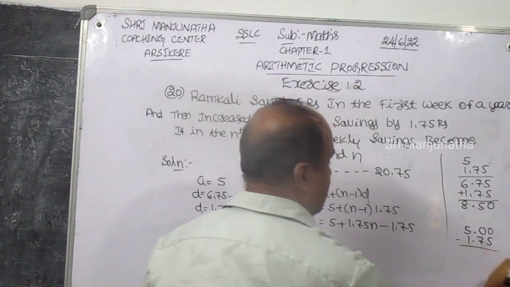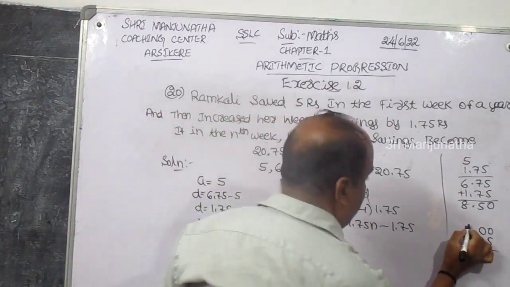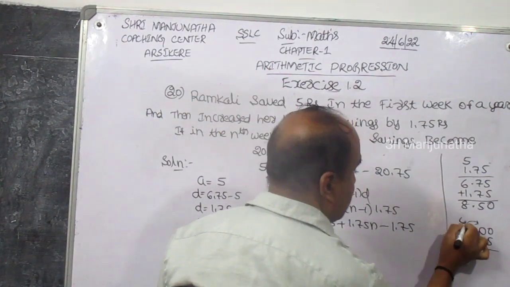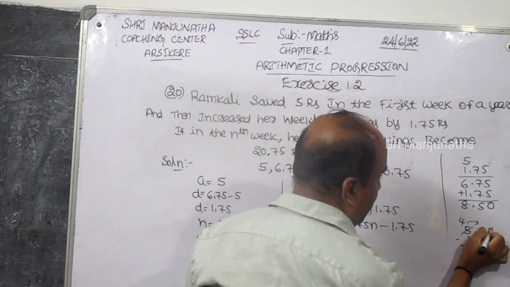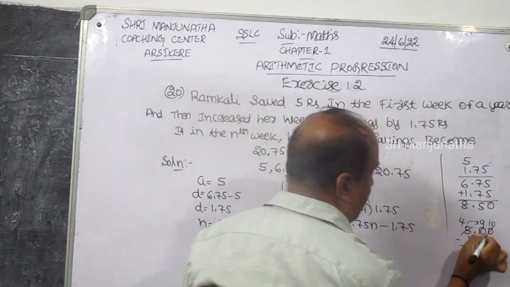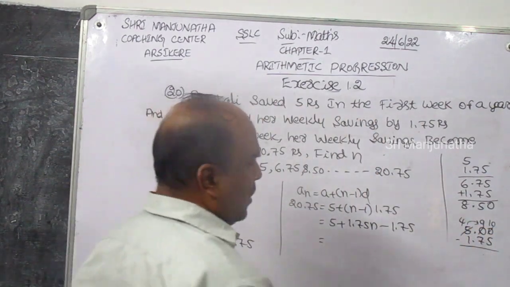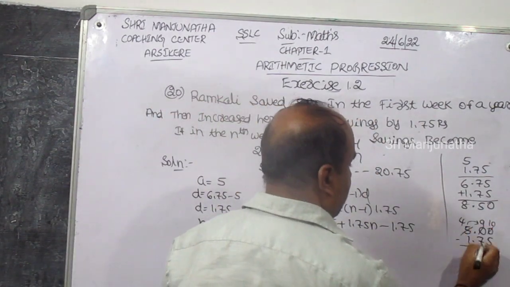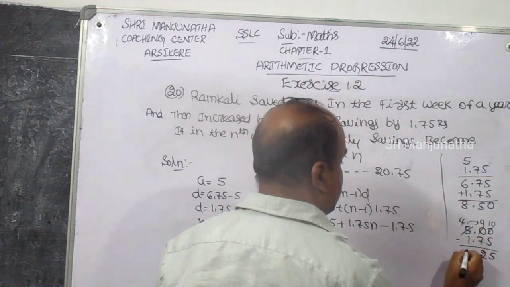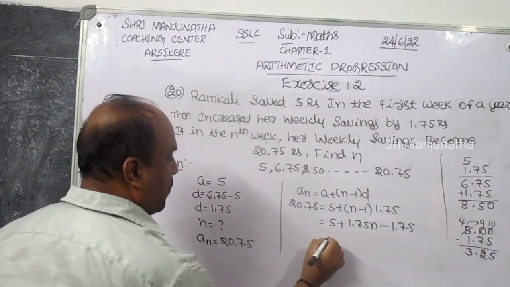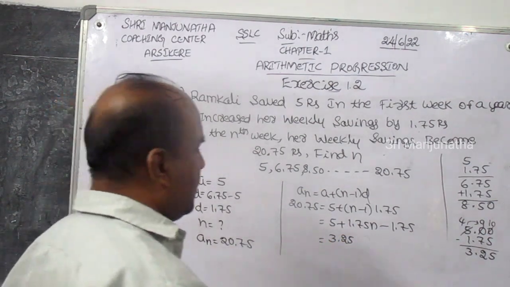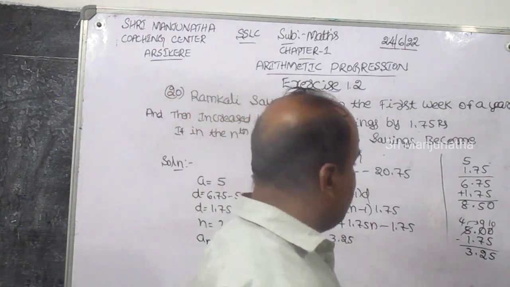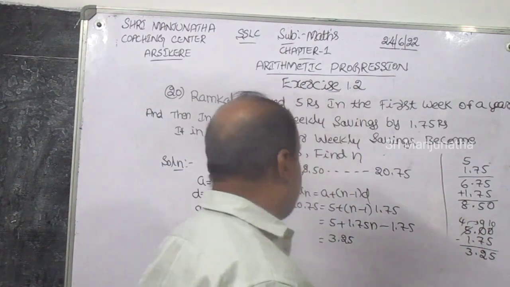Subtract 1.75 from this. It is not possible. Borrow 1 from here, it will change to 4. Here it becomes 10, which will move forward. It will take 10 and be converted into 9. 10 minus 5 is 5. 9 minus 7 is 2. 4 minus 1 is 3. So 3.25. Is it correct or not? I have to check it once again. Is it correct? Yes, it is correct.